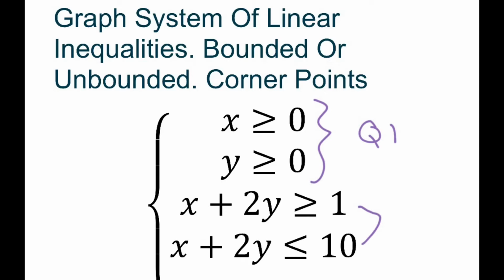So basically in quadrant 1 we're bounded. And then these two we're going to use x and y intercepts to help us graph. So the first two just tells us that we're going to be bounded here in quadrant 1. So all the shading should occur in quadrant 1. So that satisfies that. That means we'll be shading this way.